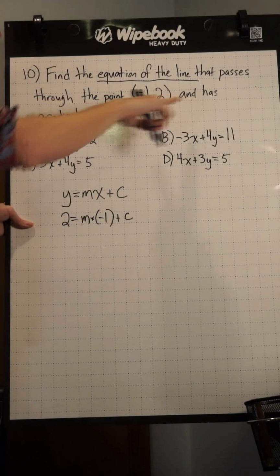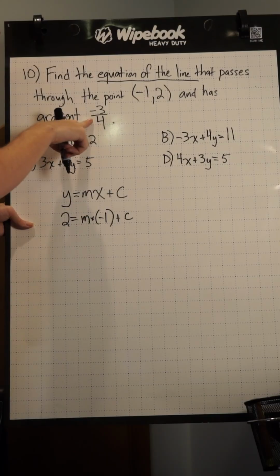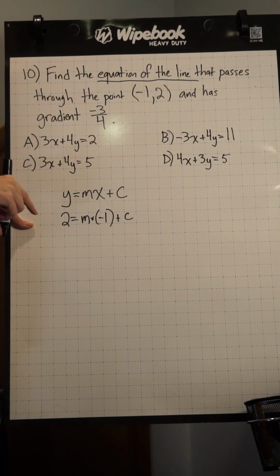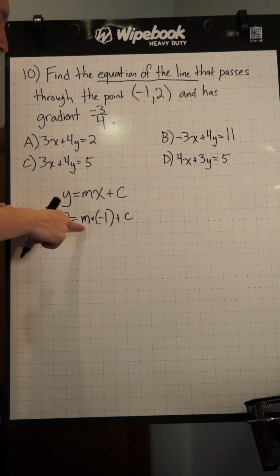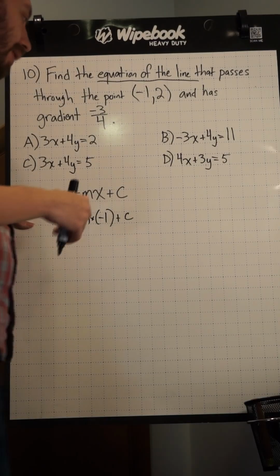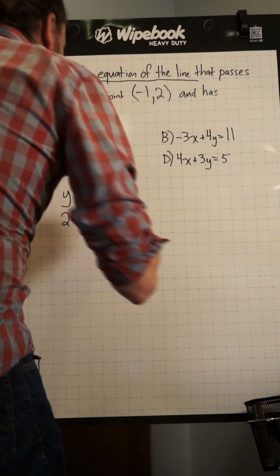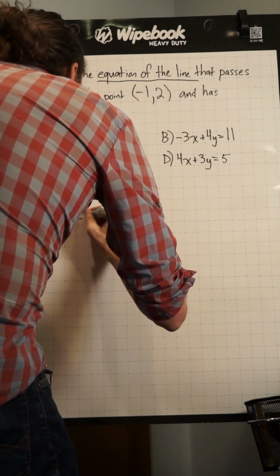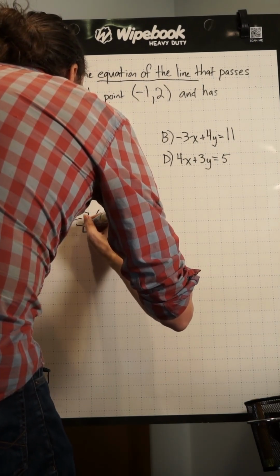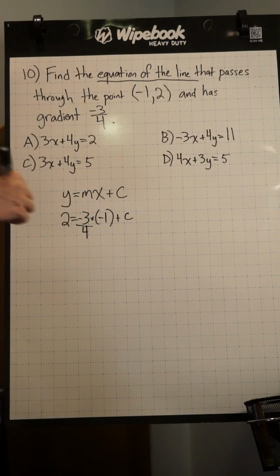And now it also tells us the gradient is -3 divided by 4, right? So the gradient, sometimes we also call it the slope, they mean the same thing, will be this one, the m. Okay, so let's go ahead and do that one. Instead of m, this one will be -3 divided by 4.